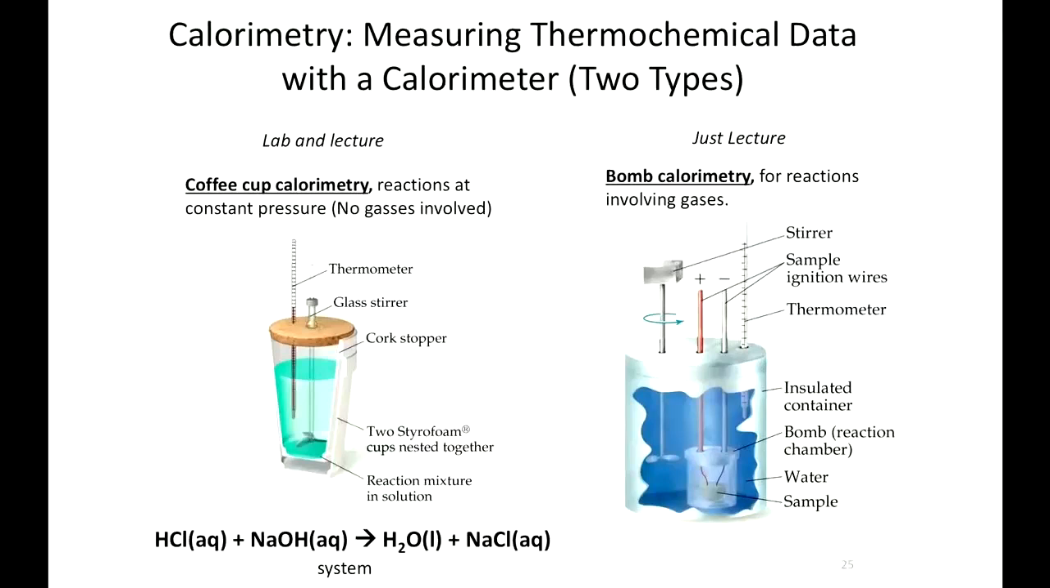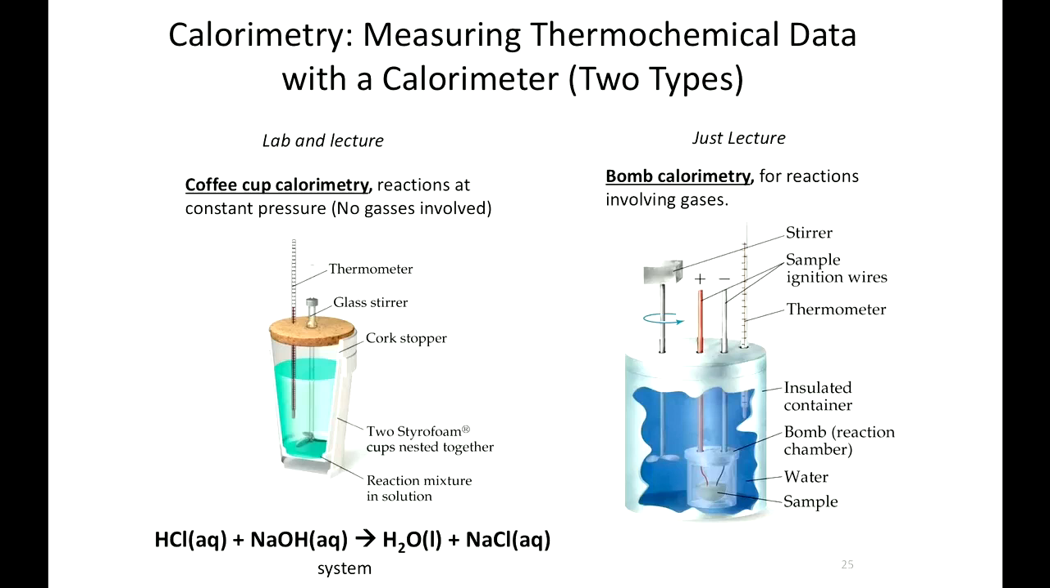We've got all the definitions out of the way, so let's put it into the context of a chemical experiment, and that is calorimetry. There are two ways we will study calorimetry. One is coffee cup, and the other one is bomb. You will do coffee cup in lab and in lecture, but we'll just do bomb calorimetry in class, and you won't do it in lab. And bomb calorimetry is a lot easier to calculate, in my opinion.